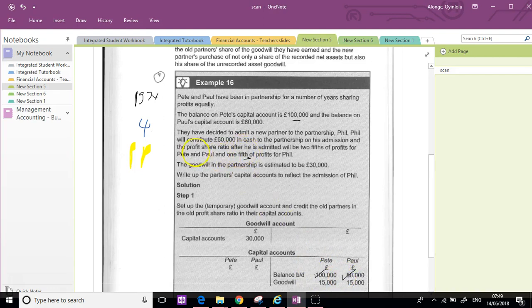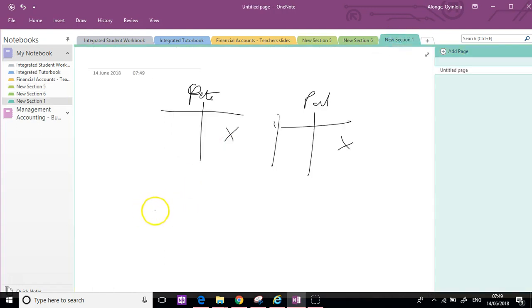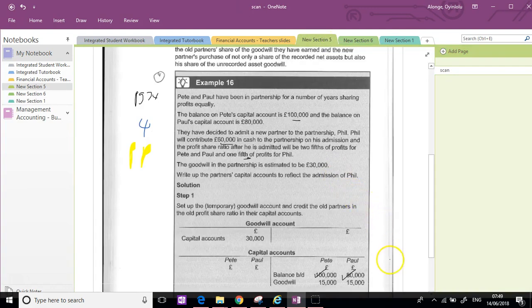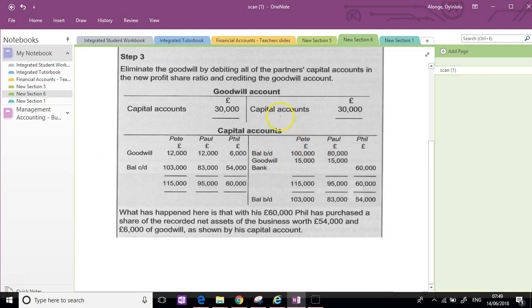Then it says a new partner is coming in and he wants to bring in 60,000 of cash. So what does that mean? Remember, these are just sole traders working together. So he wants to debit bank 60,000, and for whoever the new person is, it would be 60,000 here as well. If you look on the next page, you will see that this new person, who's called Phil, is going to put 60,000 on the credit side of their capital accounts, and there's a bank account they're just not showing us. Okay, great. Let's carry on.